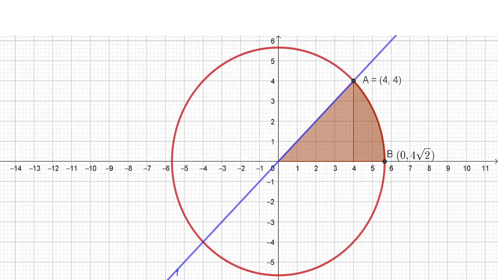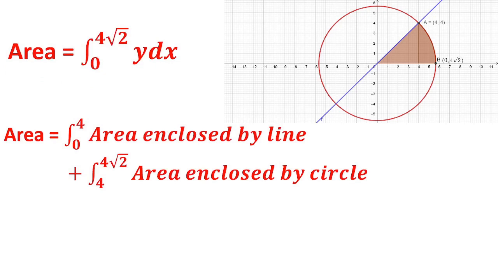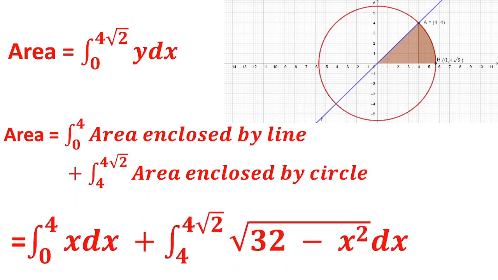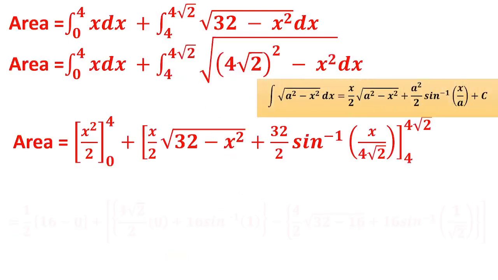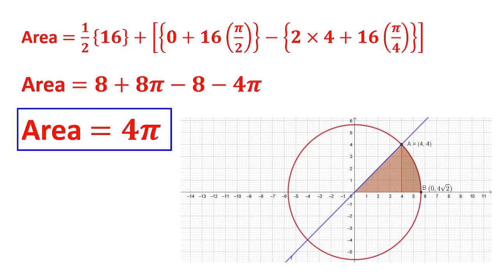The area will be from 0 to 4 root 2 y dx. Here, x-axis is involved. Therefore, the region will be from 0 to 4 area enclosed by the line plus integral 4 to 4 root 2 area enclosed by the circle. Be careful. Here no subtraction. The areas are to be added up. Now you know how to do it. It's very simple because we know area enclosed by the line is x dx. The area enclosed by the circle is 4 to 4 root 2 root of 32 minus x square. Normal making use of the formula, and I am substituting the values over here. Upper limit minus lower limit, the final answer is 4 pi.